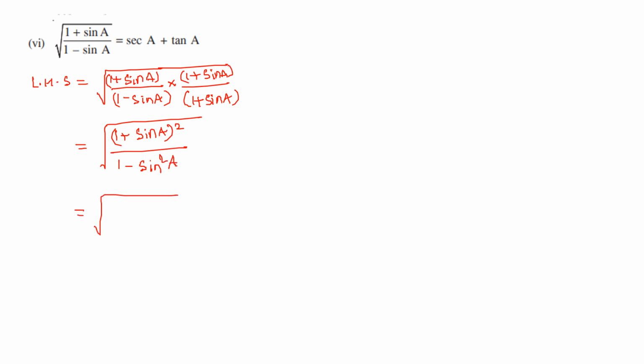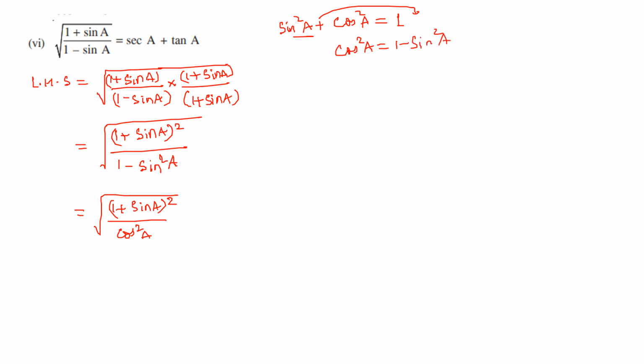Now next is 1 plus sin A whole square, and 1 minus sin square A is cos square A. Again you have to use the identity sin square A plus cos square A is equal to 1. Okay. Now if you transpose sin square to here, it will become cos square A will be equal to 1 minus sin square A, isn't it? So that's what I have used. In place of 1 minus sin square A, I have written cos square A. Now it is root. So if I remove the root, if I find the square root, it will become 1 plus sin A by cos A, isn't it? It is not cos square A, it will be cos A.